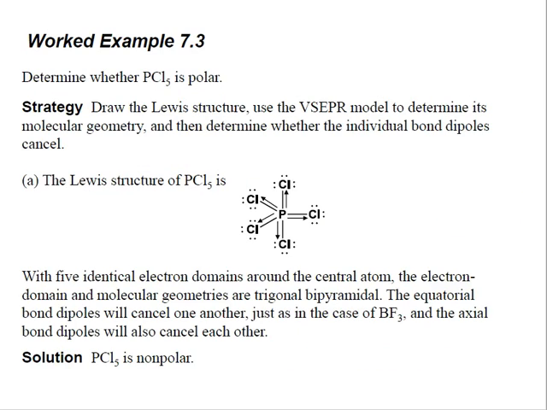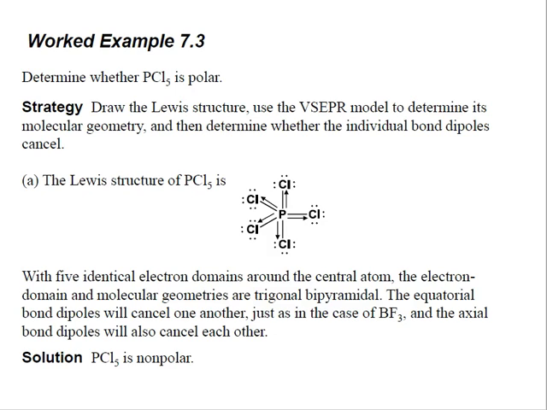Alright, so example 7.3, determine whether phosphorus pentachloride is polar. Now, to be able to do this, you'll want to first draw the Lewis structure. And then you'll want to look at each of the bonds and determine the more electronegative element in each bond. And then you'll draw a vector towards the more electronegative element in each bond. And then you'll examine the dipoles.